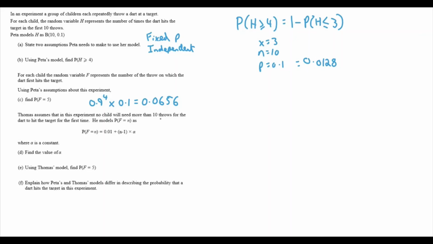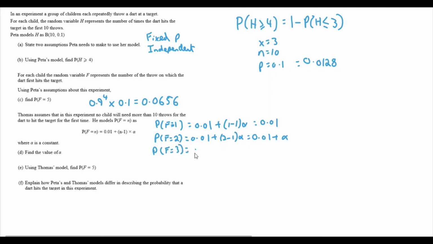Because this is just a regular distribution, not binomial, we have to work all of this out. The probability of F equaling 1, because we can't start with 0, since you can't have a hit without throwing, is 0.01 plus (1 minus 1) alpha, which is just 0.01, because 1 minus 1 is 0, and 0 times alpha is 0. Probability that F is 2 is 0.01 plus (2 minus 1) alpha, so 0.01 plus alpha. And I'll do one more to prove my point. Probability that F is 3: 0.01 plus (3 minus 1) alpha is 0.01 plus 2 alpha.